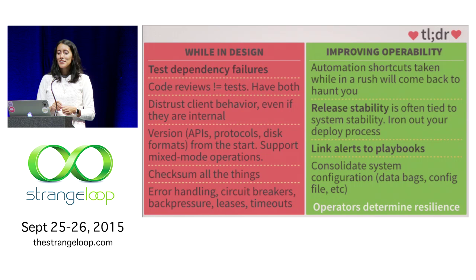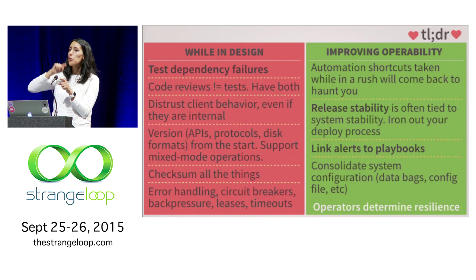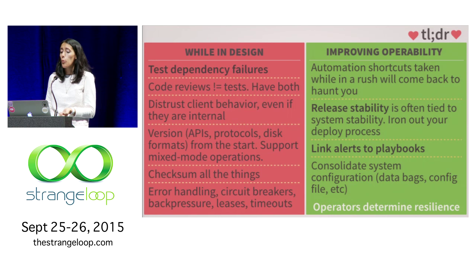So, well, in design again, let's try to be a little bit more practical. We should test our dependency failures. Code reviews are not the same thing as tests, and this is covered in the Chubby paper. You can have a test, obviously you have to do it, but the Chubby team still reviewed the code of applications that were going to be relying on Chubby because they got bit by people leveraging the system in ways they didn't want. So they're not the same; you should have both.